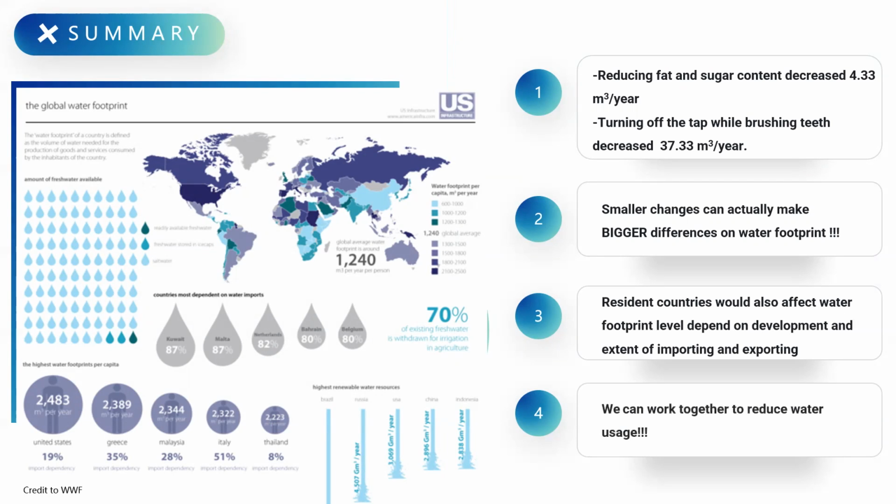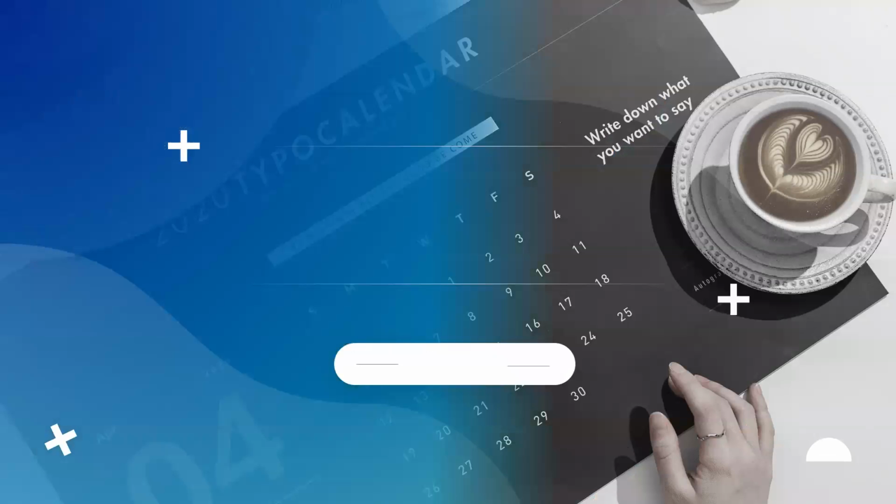The last point is that we can work together to reduce water usage, based on our findings. You can search for a water footprint calculator, such as the waterfootprint.org website, where you can test your annual water footprint level and see where and what you could reduce, to help human beings on the earth reduce water usage. And that's our presentation today.